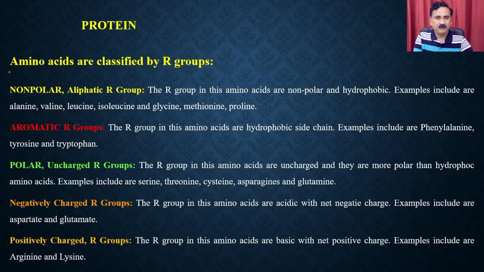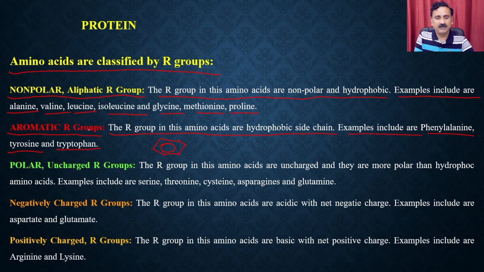Now the amino acids are classified by the R groups. You can have the nonpolar aliphatic R groups, where the R group in these amino acids is nonpolar and hydrophobic. Examples include alanine, valine, leucine, isoleucine, glycine, methionine and proline. Then we have the aromatic R groups, which contain a benzene ring, whereas the previous group is not going to contain the benzene ring, it has linear chains. The R groups here are hydrophobic side chains, for example phenylalanine, tyrosine and tryptophan.